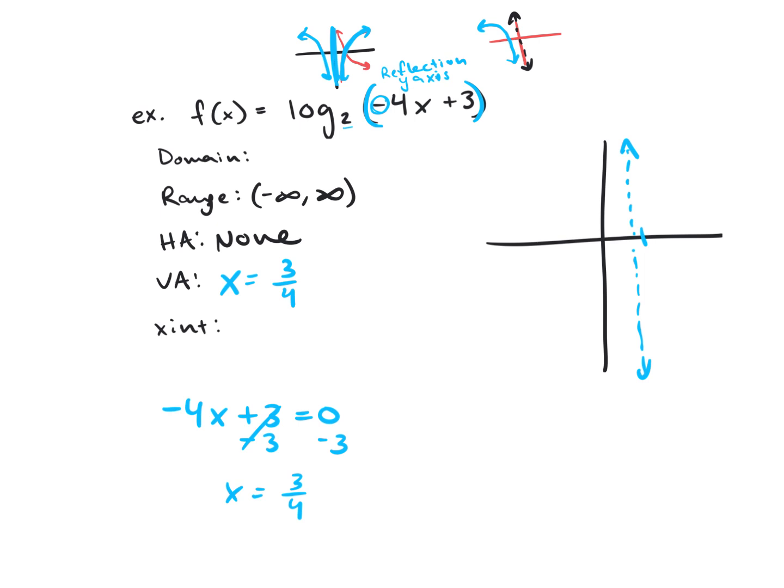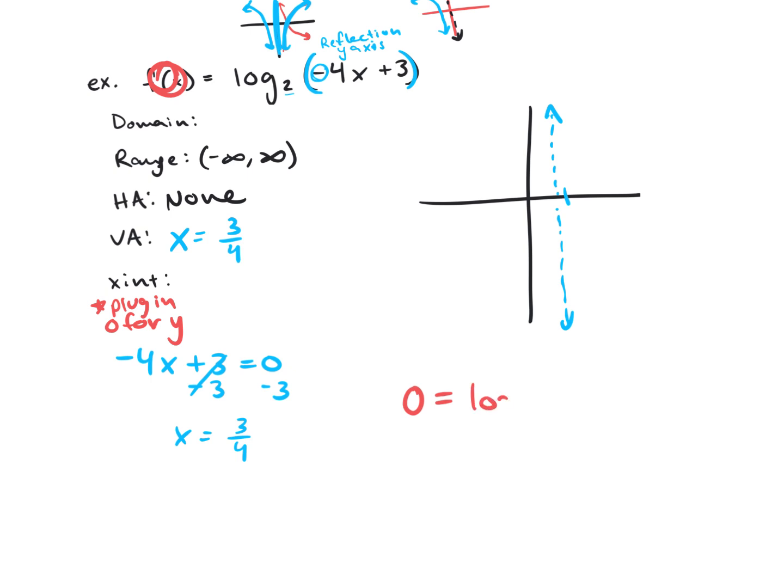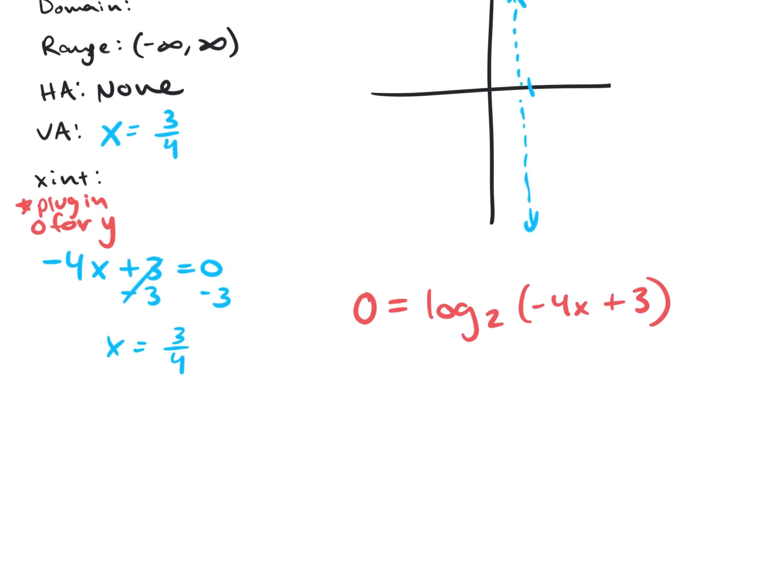Our graph, we said, is going to go in the left direction. We can find our x-intercept too. Let's do that next. How do we find the x-intercept? Plug in 0 to y. Remember, y is the same thing as f of x, so we're setting it equal to 0. So 0 equals log base 2 of negative 4x plus 3. How do I solve a log equation? What do I do?